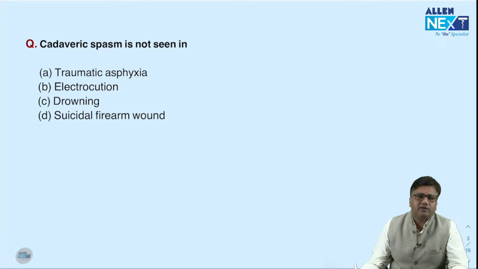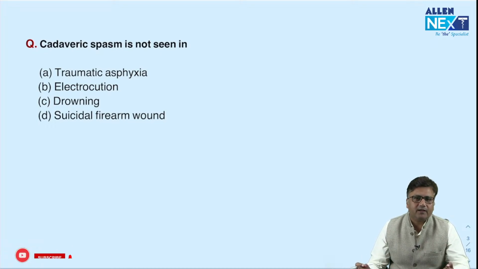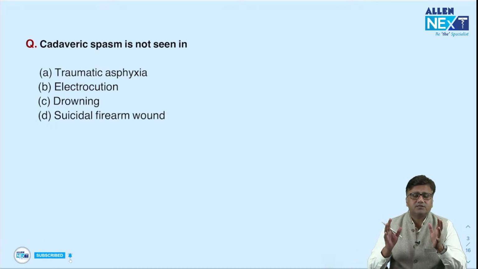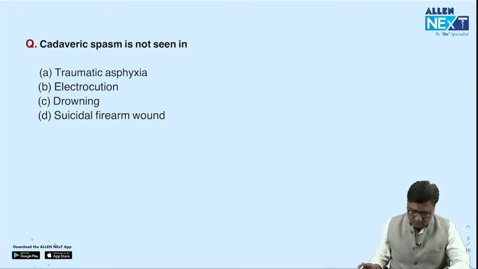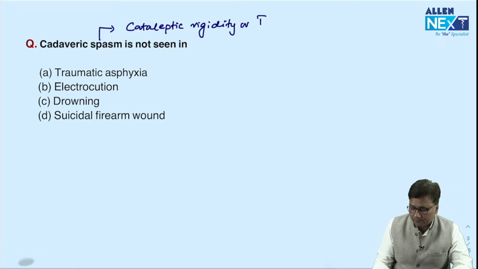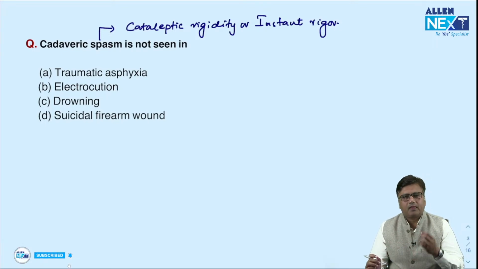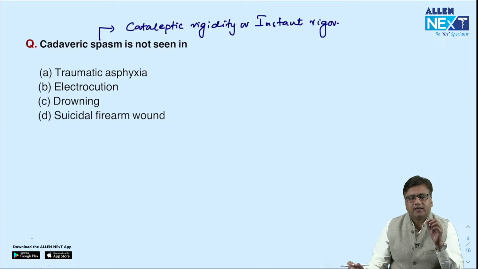चलिए, लेट्स सी नेक्स्ट क्वेश्चन. कैडावरिक स्पाज्म, अगेन समथिंग जो फोरेंसिक मेडिसिन में हम बहुत कॉमनली पढ़ते हैं, राइट, एंड कंडीशन विच इज सिम्युलेटिंग राइगर मोर्टिस. कैडावरिक स्पाज्म इज ऑल्सो नोन एज cataleptic rigidity, okay, cataleptic or instant rigor. राइगर मोर्टिस इंस्टेंट नहीं होता, कैडावरिक स्पाज्म इंस्टेंट राइगर कहलाता है.